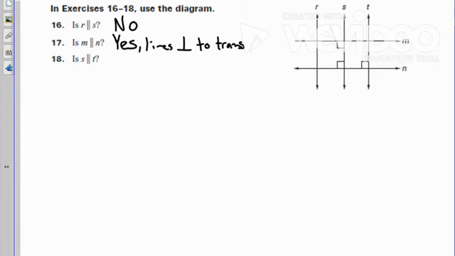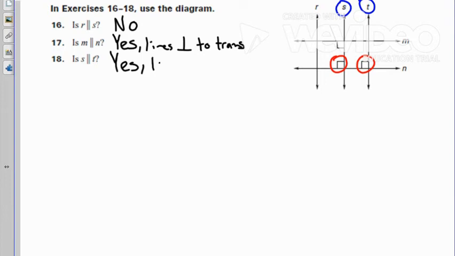Now, we'll move on to 18. Is S parallel to T? Again, we're trying to see, do we have a set of perpendicular angles that would allow us to prove that they are in fact parallel? And again, we have two sets of perpendicular angles here that allow us to say, yes, there is a transversal that forces us to come to the conclusion that S and T are in fact parallel. So S is parallel to T.